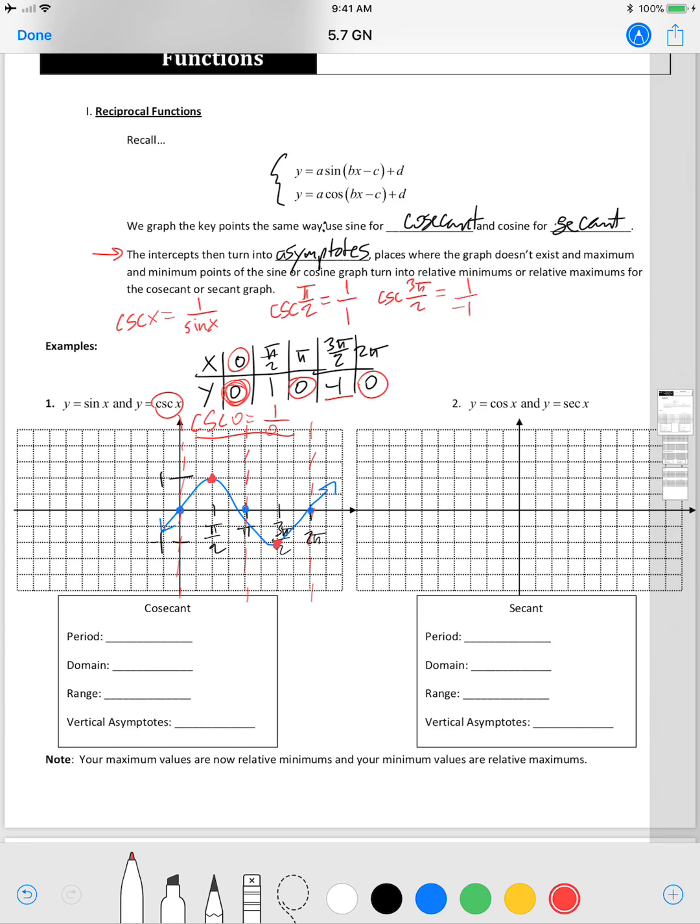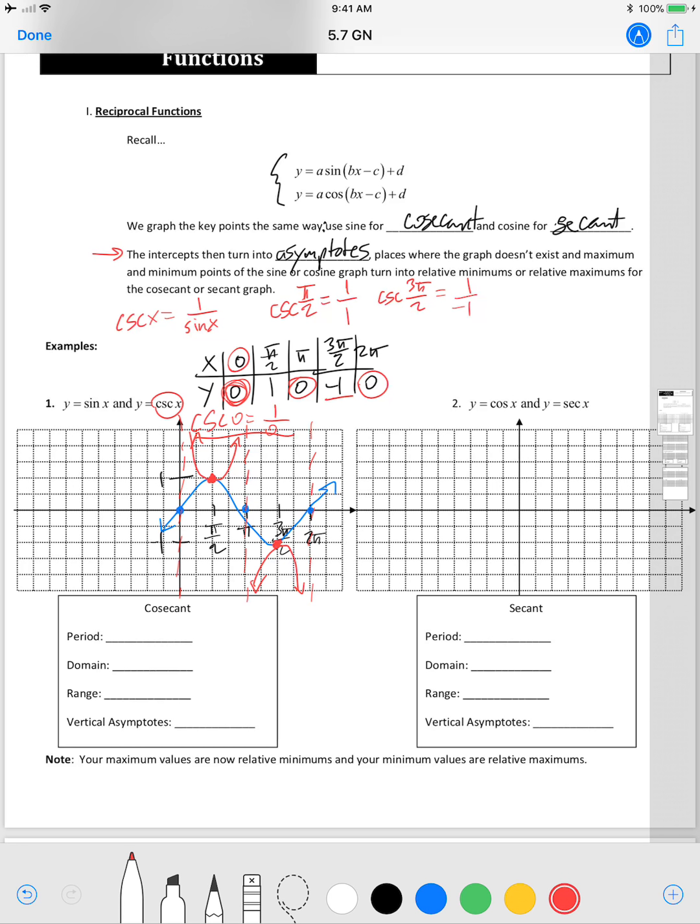So I'm down here. And then you can plug this into a calculator, or you can go ahead and plug in things like pi over 4, etc. But you'll see that the graph ends up looking like this. My max and min points, in this case my maximum point turned into a minimum. And here my minimum point turned into a maximum. And then those x-intercepts are asymptotes.